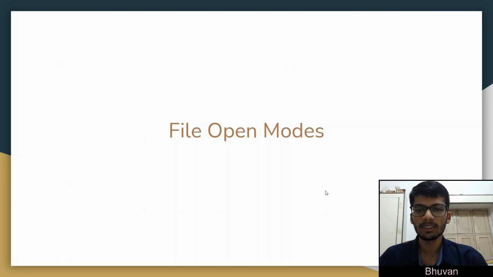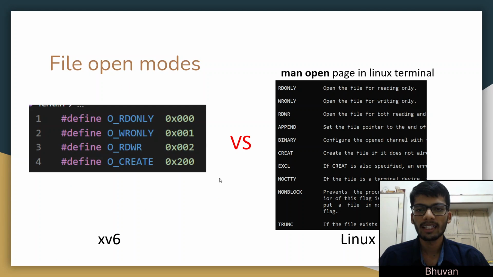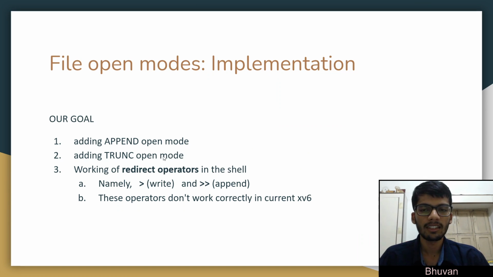First, the file opening modes. You can see that xv6 defines only four modes: read, write, and create, and some more. And this manual page of Linux shows the modes in Linux. So it has append, binary, and trunc modes in addition to these modes. Our goal will be to implement the append and trunc open modes. And also we will rectify the working of redirect operators in the shell, namely the write operator, the single arrow one, and the double arrow, the append operator.